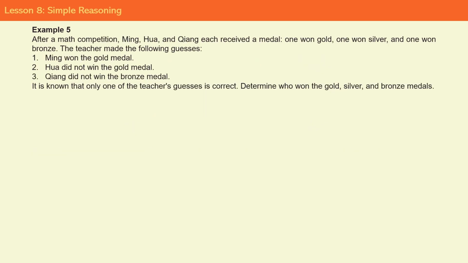Let's look at example 5. After a math competition, Ming, Hua, and Chang each received a medal, 1 gold, 1 silver, and 1 bronze. The teacher made the following guesses. Ming won the gold medal. Hua did not win the gold medal. Chang did not win the bronze medal. It is known that only one of the teacher's guesses is correct. Determine who won the gold, silver, and bronze medals.